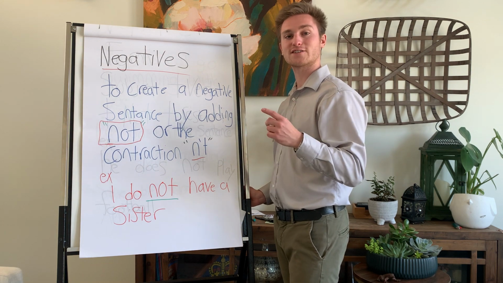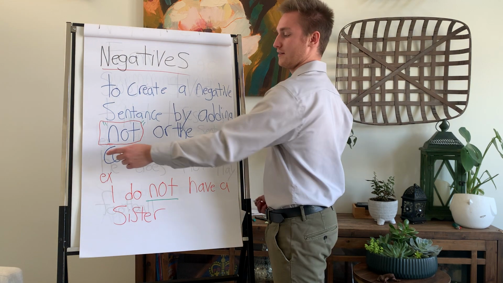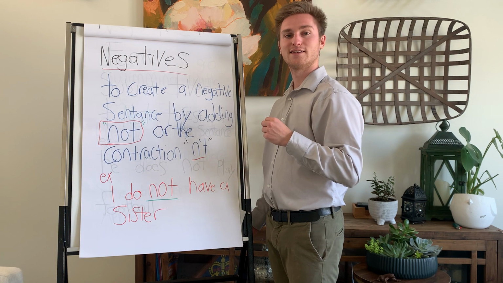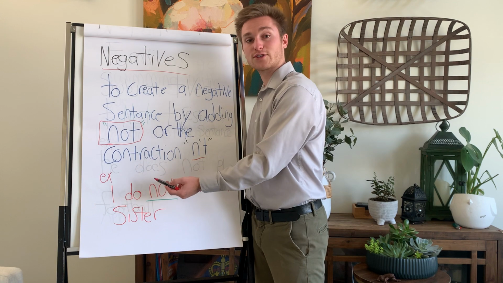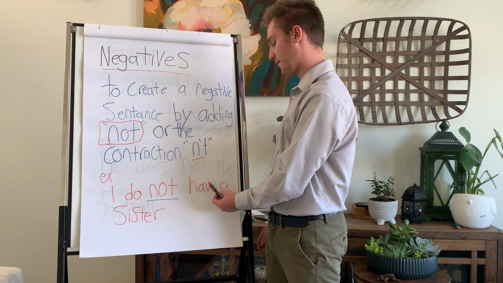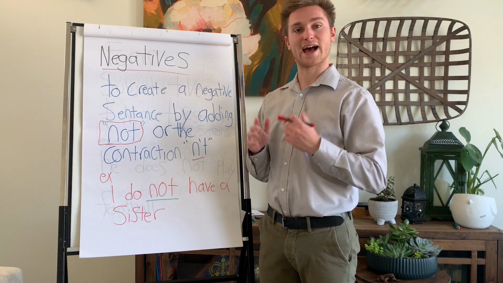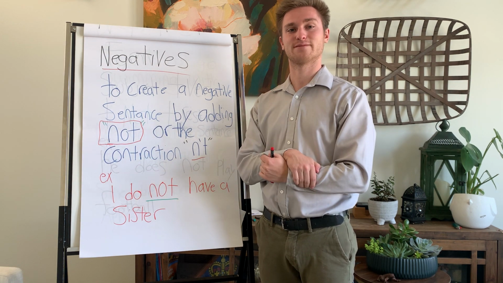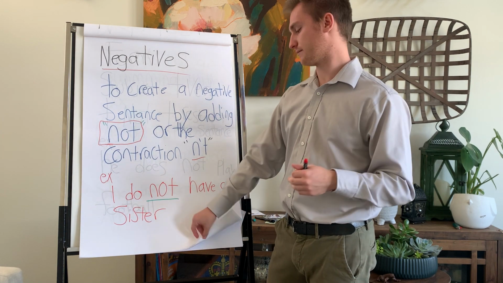Okay? First, can you say not? N-O-T, not. Not. Great. Now, here is our first example. I do not have a sister. I do not have a sister. That means I don't have a sister. Got it? Let's look at some more examples.